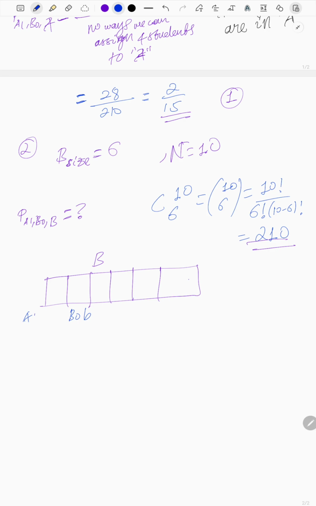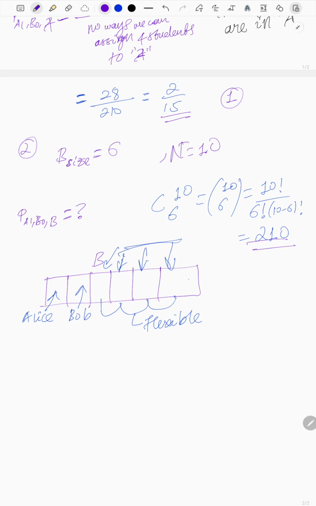So we have flexibility with the 4 remaining spots. These are flexible. So we need to find the number of ways we can fill these 4 spots. In how many ways we can fill these spots? So it's going to be automatically the number of ways Alice and Bob are going to be present in group B.